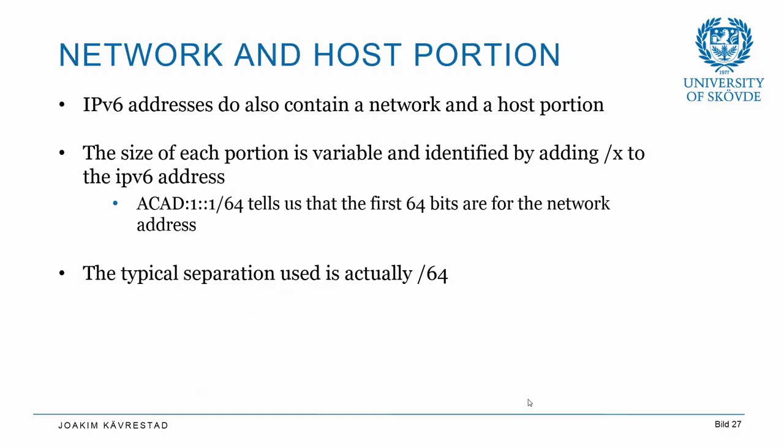There is a network and host portion to an IPv6 address as well, and the size of each portion is variable, and it's identified by adding a slash x to the IPv6 address. So for instance, having this acad::1:1 address and adding /64 will tell us that the first 64 bits are for the network address, and then the remaining bits are for the host address. The typical separation is actually /64, meaning that half the address is for the network and half the address is for the host.